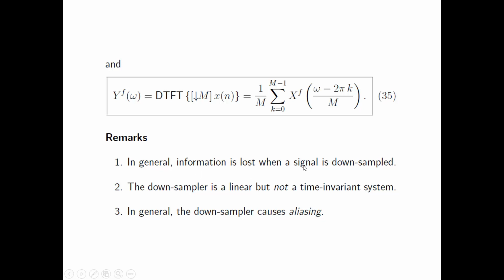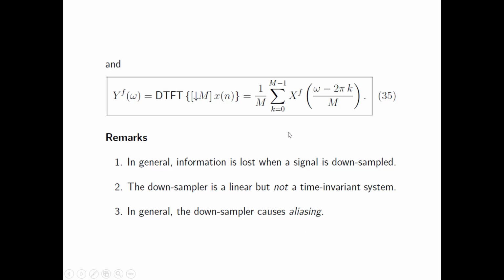When a signal is downsampled, the downsampler is a linear system, but not a time invariant system. All right. So in general, the downsampler causes aliasing. So the effect of downsampling is aliasing. If you remember, the effect of upsampling was imaging, right?